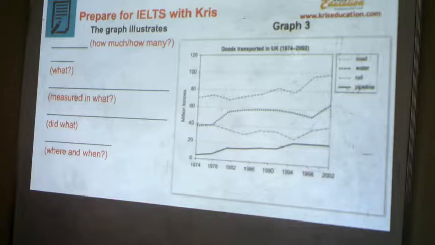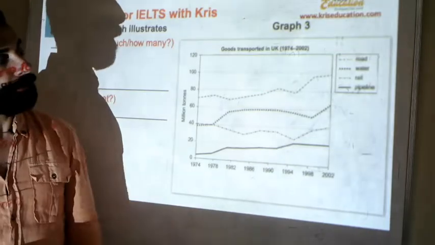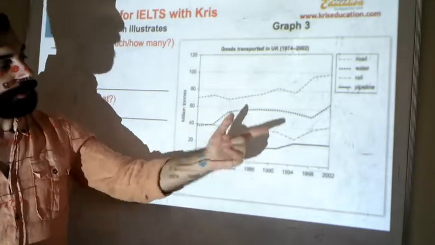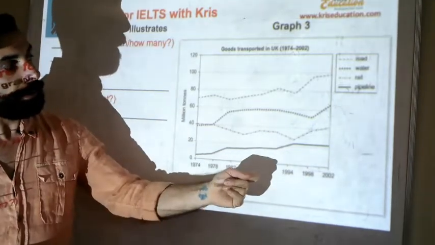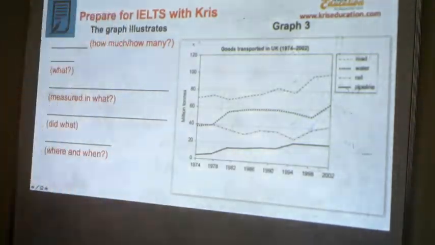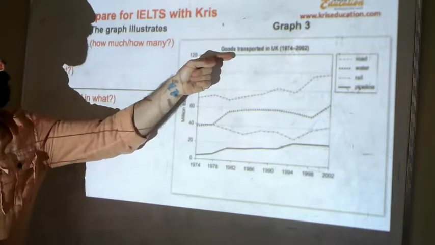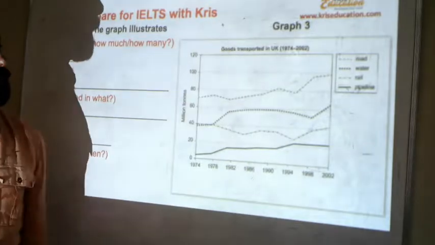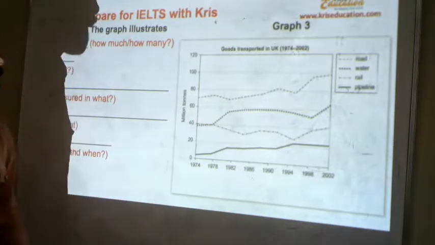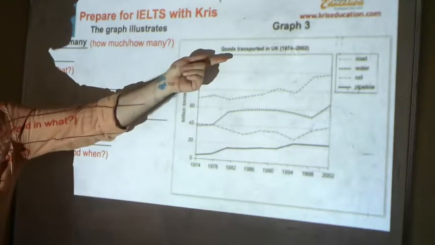Another graph that we are having a look at together. Again, first study the graph, see what we're talking about, try to understand what the lines are, what the unit of measurement is, and the years. So the graph illustrates, we're talking about goods. Is that how much or how many? Obviously goods are countable, that's why the graph illustrates how many. How many what? How many goods?